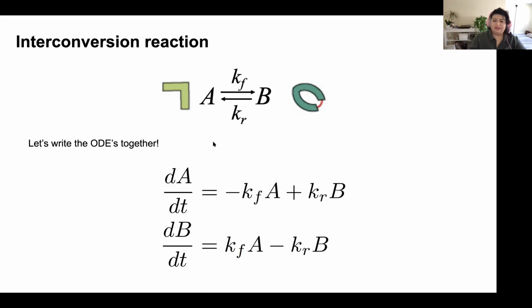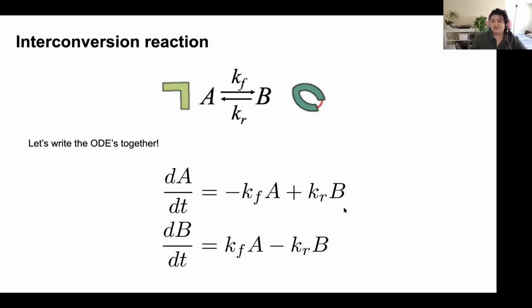Okay, so the ODEs, we can write them together. I've written them here so that we can use them already. Let's start with A. With A, we are losing A with the coefficient of KF, K forward, but we are also gaining A from B, which is why we have a plus, with a coefficient of KR. And then if we look at B, we are gaining B from A with the coefficient of K forward, but we're losing B with a coefficient of KR, which is why we have the negative here.